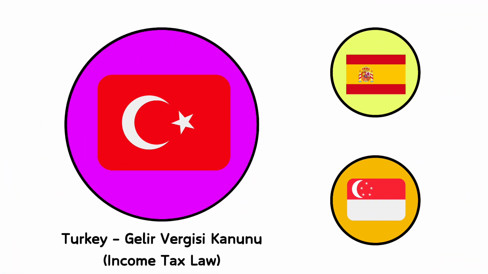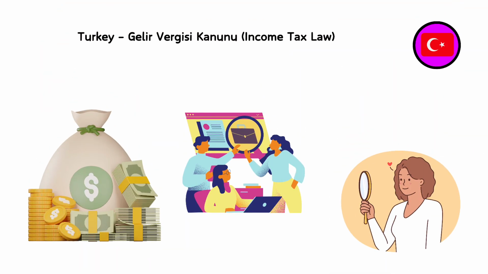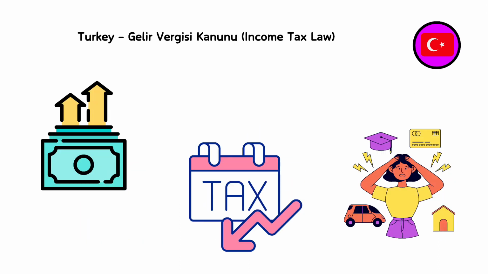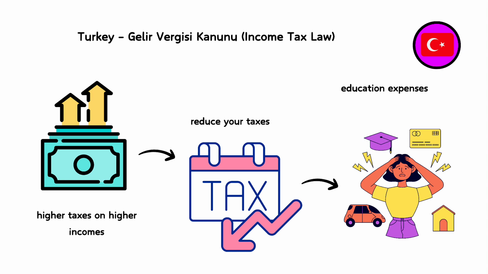Turkey, Gelir Vergisi Kanunu, income tax law. Turkey's income tax law covers taxes on the money people earn from their jobs, businesses, or other sources like rent. The law determines how much tax you need to pay based on how much you earn. It aims to be fair by charging higher taxes on higher incomes, and it includes ways to reduce your taxes, like deductions for family members or education expenses.